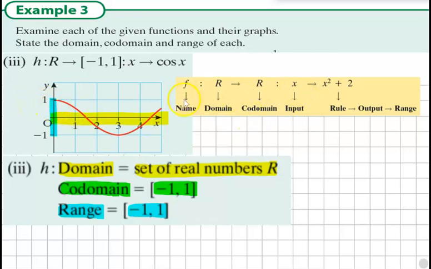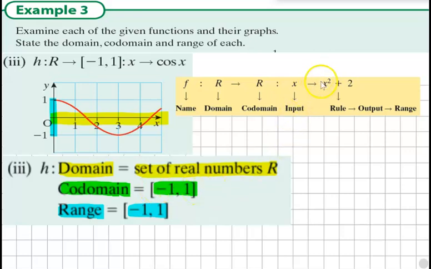So again, if we follow our yellow box, we have the name and then the domain. So the name is h and the domain is R, the real number set. So I've highlighted that in yellow. Next we have the codomain and the input. So we have [-1, 1] as the codomain and x is the input. So the codomain is [-1, 1].